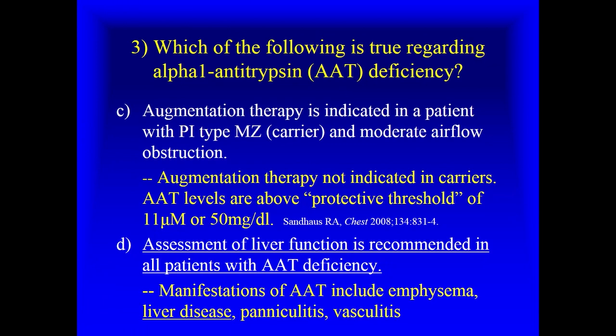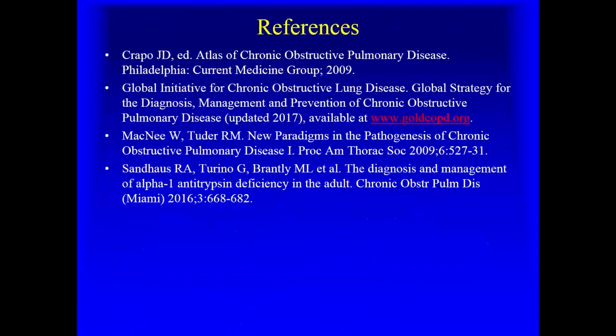Assessment of liver function is recommended in all patients with alpha-1 antitrypsin deficiency, since, as we discussed before, clinical manifestations include emphysema, liver disease and cirrhosis, panniculitis, or vasculitis. This concludes the presentation.